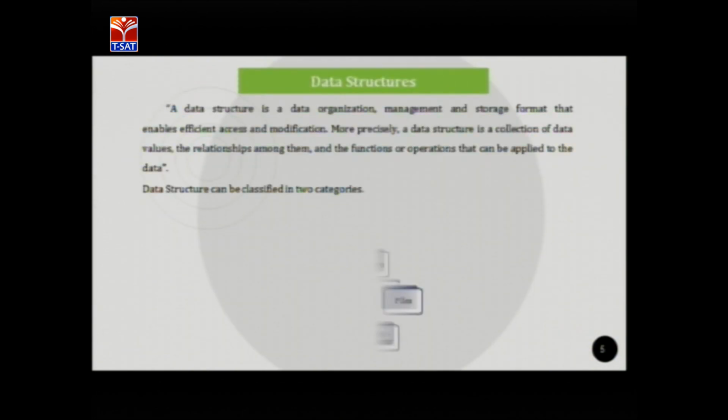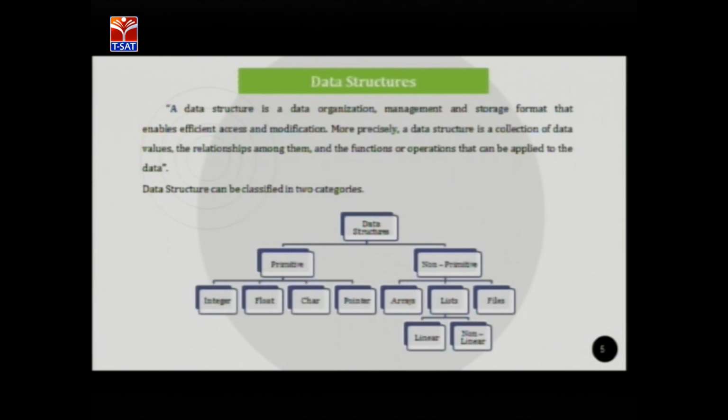In the next slide we move to our main topic, data structures. Data structures deal with the study of how to organize data in memory and how efficiently it can be retrieved and manipulated. Data structures are mainly categorized into two types: primitive data structures and non-primitive data structures. Primitive data structures are predefined data structures. Integer, float, character and pointer come under primitive data structures.